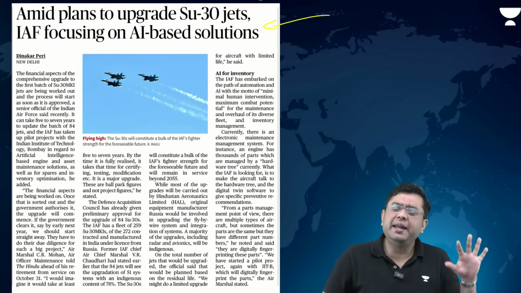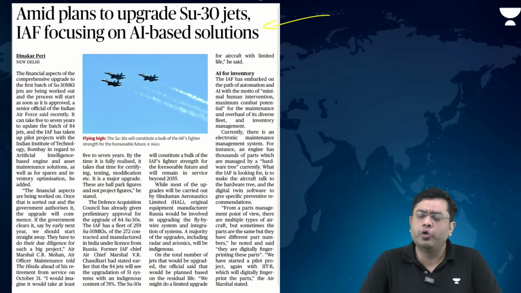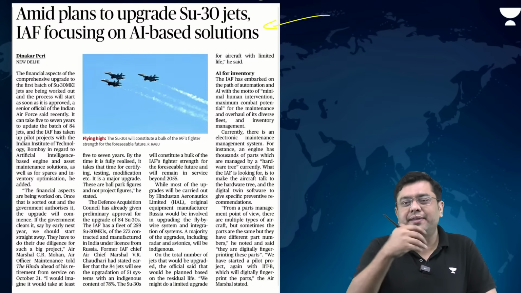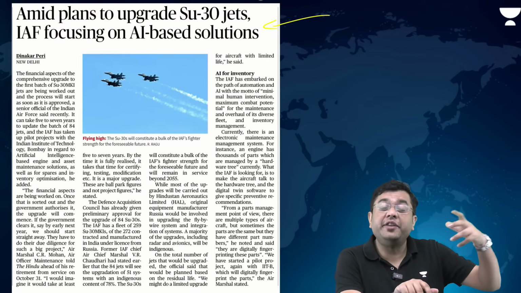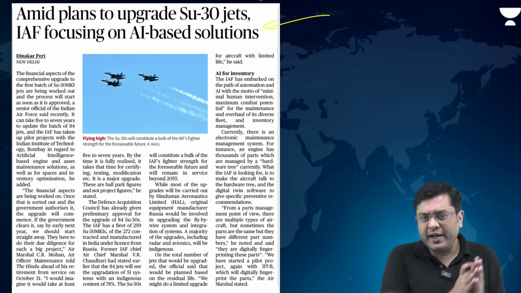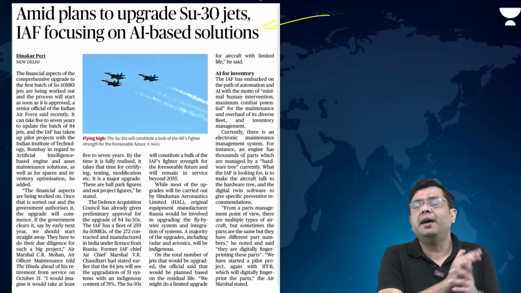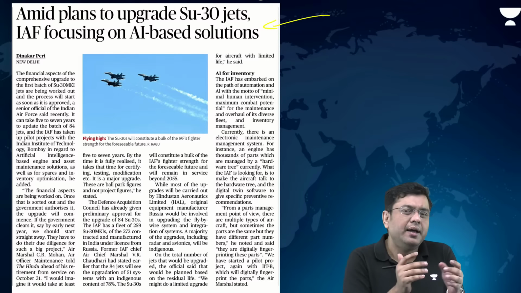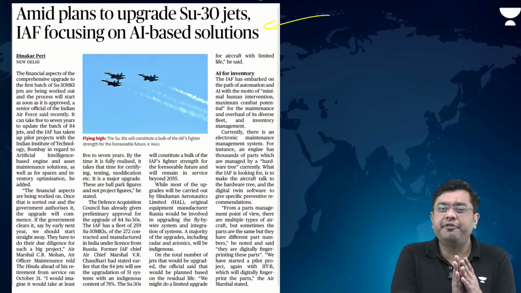Now, while that is happening and the government has given the in-principle approval to upgrade around 84 of the Sukhoi 30 jets, the Indian Air Force is looking at an artificial intelligence-based solution in terms of carrying out the maintenance, repair and operations work. Basically, when it comes to replacement of equipments, the newer equipments put in place, etc. So for all of that, it is looking at AI-based solutions. This is vital because it indicates the utility of AI for defense purposes.